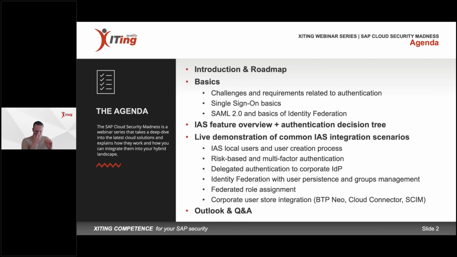And also, we take a look at the authentication decision tree, providing you some information about platform and software as a service applications, so you then understand better when you can use a corporate IDP and when you have to use the Identity Authentication Service in a mandatory way. And furthermore, we talk about the most important features. There are lots of things you can do with the Identity Authentication Service, many features, many use cases.